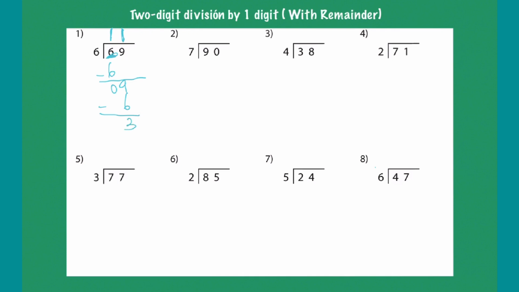So, do we have any number here to bring down? No, we do not. So, therefore, this is the remainder, and therefore your answer is 11 remainder 3. This is your answer for this question. Now let's take a look at number 2.